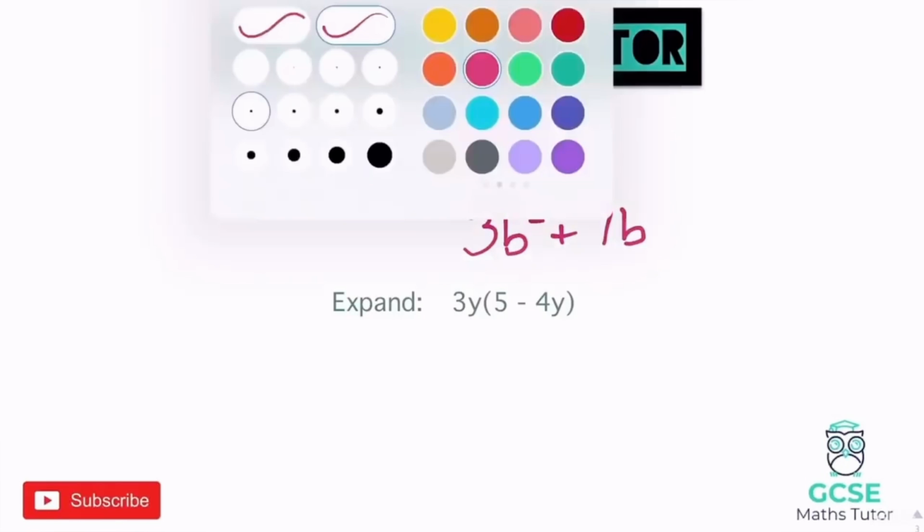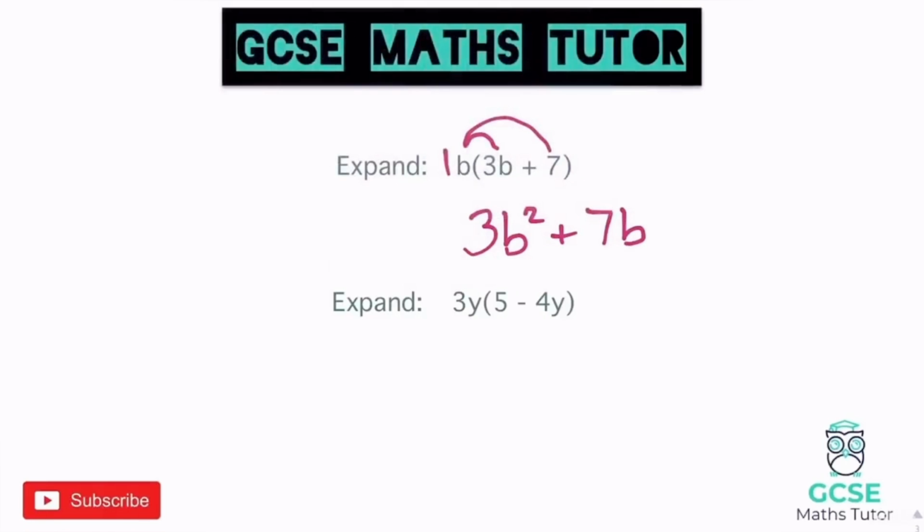On to expanding below. We have 3y times 5. 3 times 5 is 15, and we've got the 1y there, so we'll leave that as a y. And then 3y times the 4y, well, 3 times 4 is 12. Y times y is y squared.